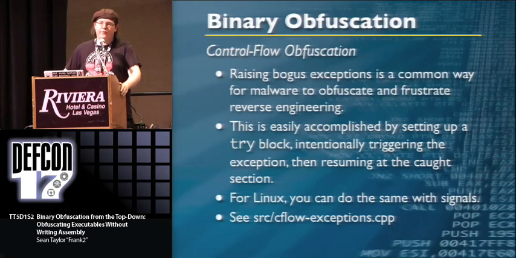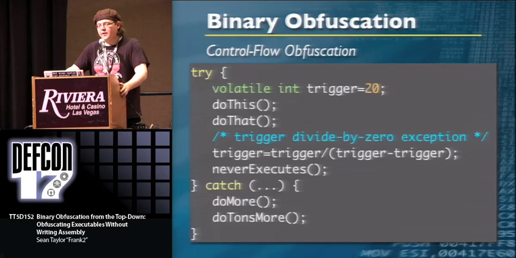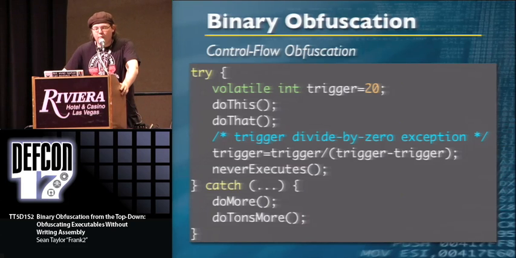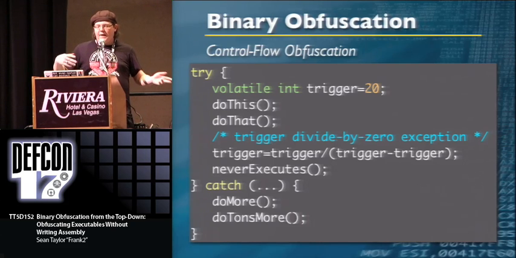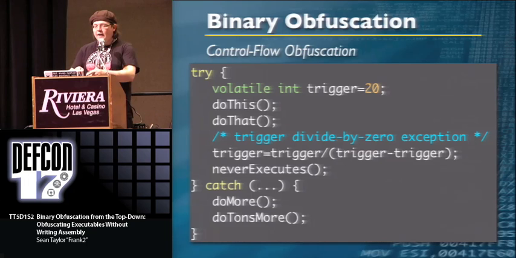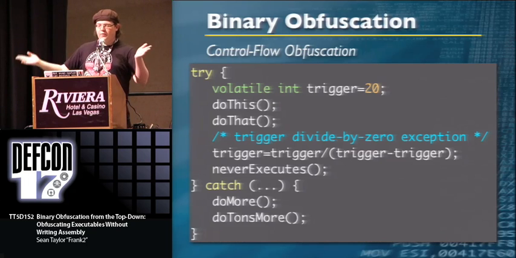I have another source file for this. It's cflow exceptions. I also have an example here. It's actually very simple. We make our trigger volatile so that it doesn't get optimized away and wind up wiping out our try block. Then we do this, and then we do that. Then we trigger our divide by zero exception, which is caught at the catch block, and then it does more, and then it does a whole lot more, and whatever the hell we want.